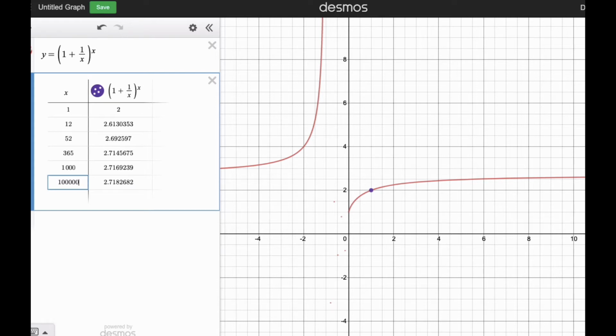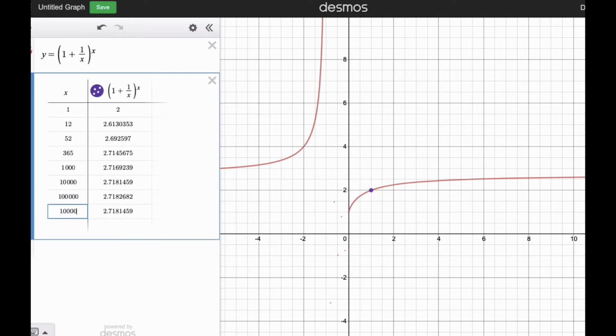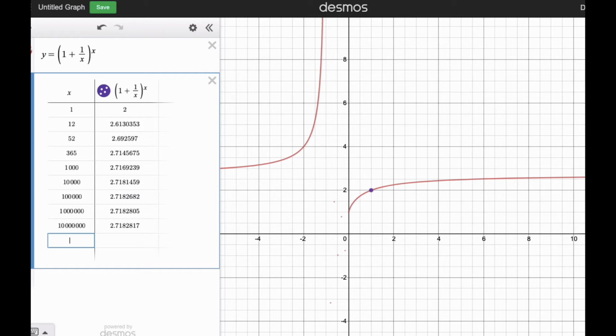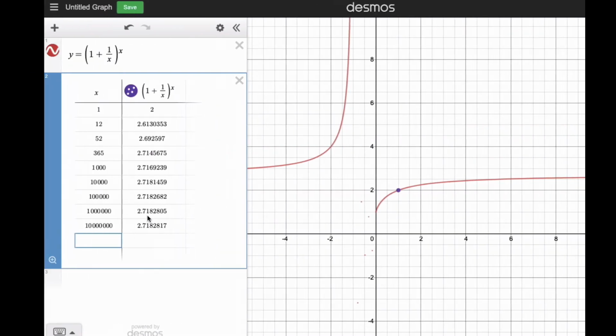What do you notice with the interest? It eventually starts to go to a limiting value of sorts. It doesn't continue to grow forever. It just eventually goes to this value here, 2.71828, and so on. And so that is compounding continuously. That number is a brand new number, and it's called e. It's Euler's number, and it is approximately 2.71828.